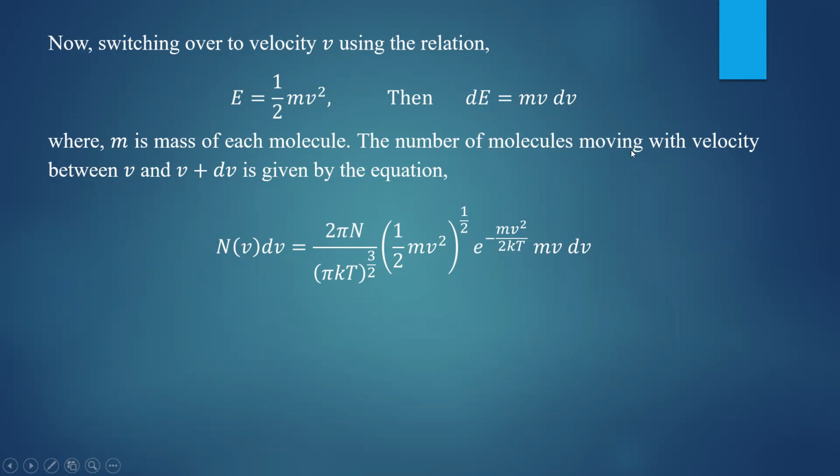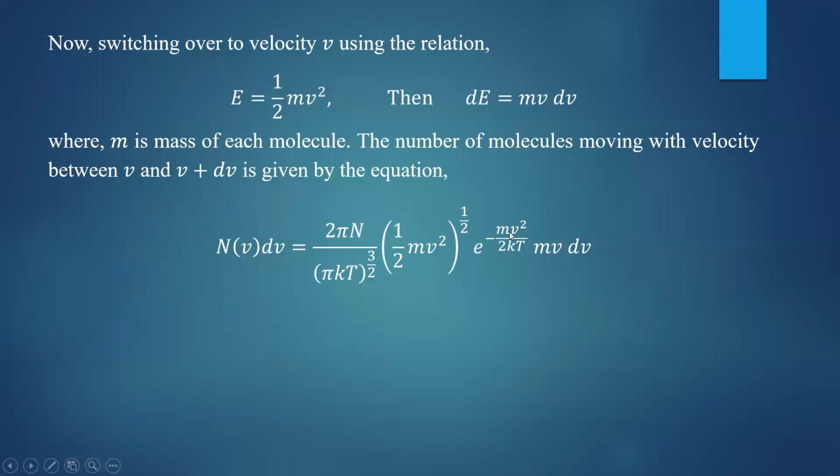Then the number of molecules moving with velocity between v and v plus dv is given by the equation n of v into dv is equal to 2 pi n divided by pi kT to the power 3 by 2, as it is. Then for E, you substitute half mv square. Then e to the power minus mv square by 2kT you will get, because we have e to the power minus E by kT. For E, we have to substitute half mv square.